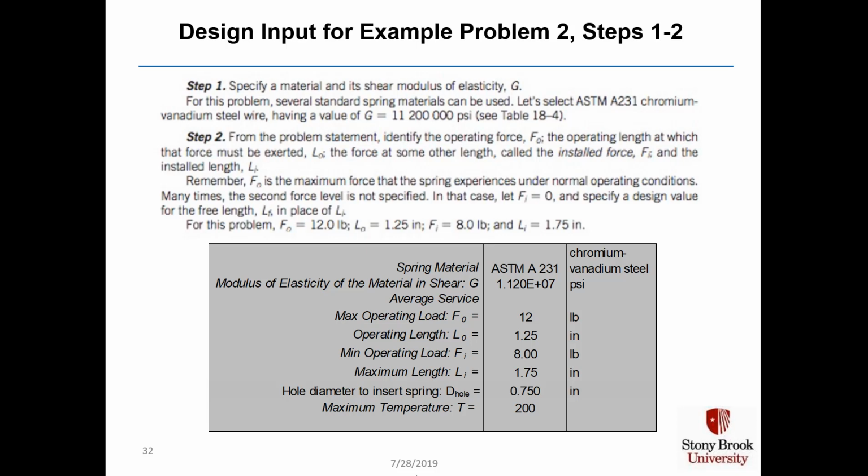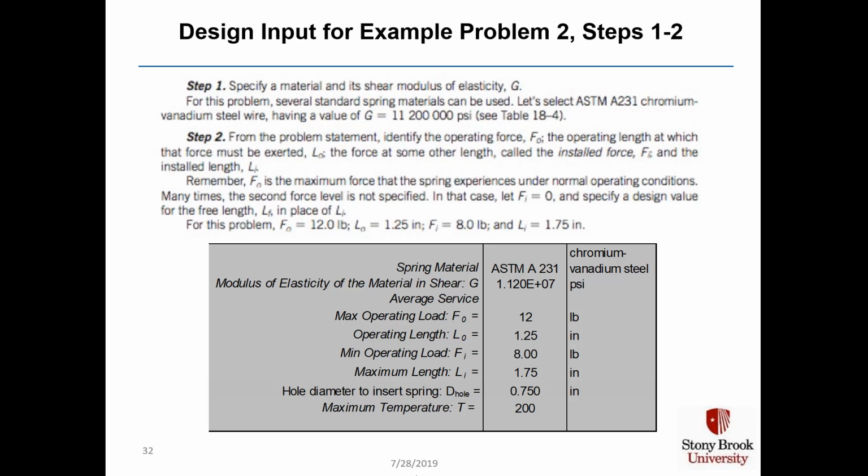G equals 11,200,000 psi. We identify the operating force F sub 0 in step 2, the length at which the force must be exerted, L sub 0. The force at some other length, which we call the installed force F sub I, and the installed length L sub I.